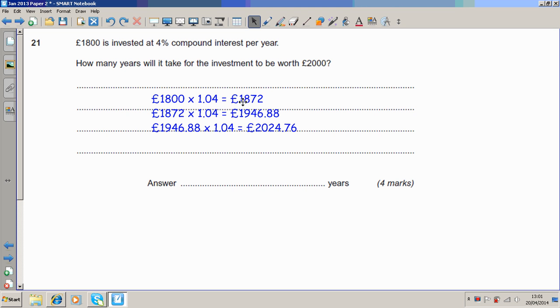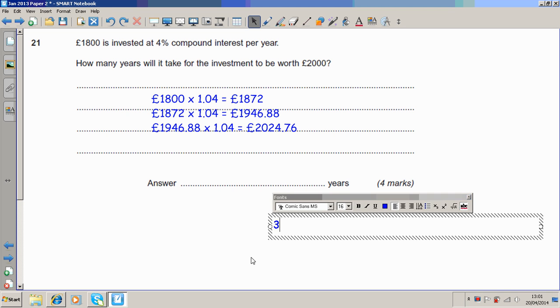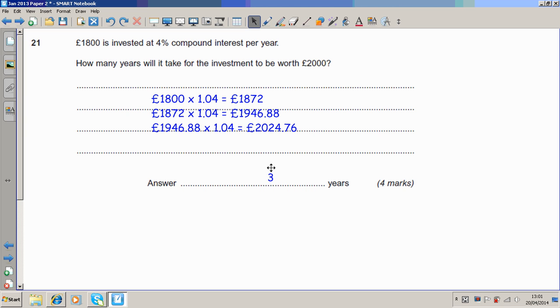So, how many years did it take to get there? Well, 1 year was that number, 2 years was that number, 3 years was that number. So it took 3 years to get over £2,000.